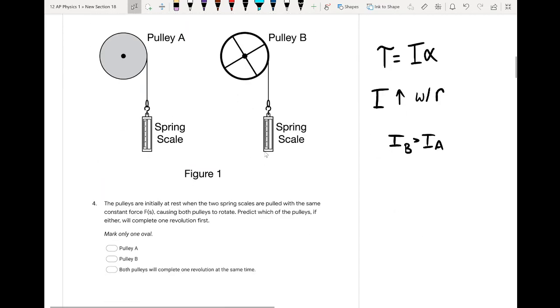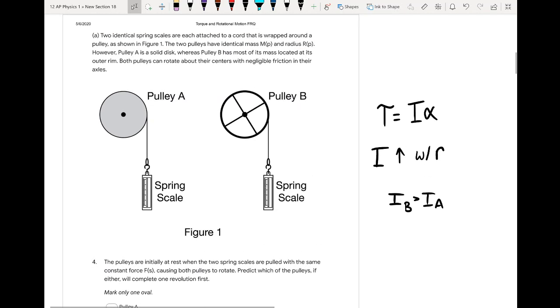It says the pulleys are initially at rest when the two spring scales are pulled with the same constant force F spring, or Fs, causing both pulleys to rotate. Predict which of the pulleys, if either, will complete one revolution first. So let's think about really what's different about these two.